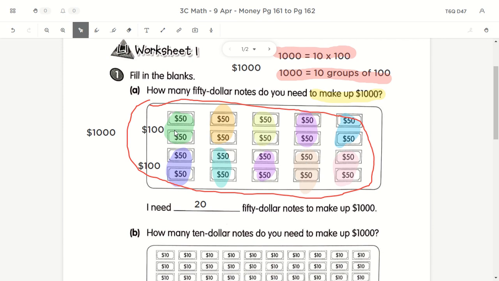This is one group, and in total I have 10 groups over here, which gives me a combined value of 1000. And I know two $50 notes make 100. So I have 10 groups of two $50 notes here. So 10 groups of 2 give you 20. And this is how I get my number 20. 10 groups of two $50 notes.